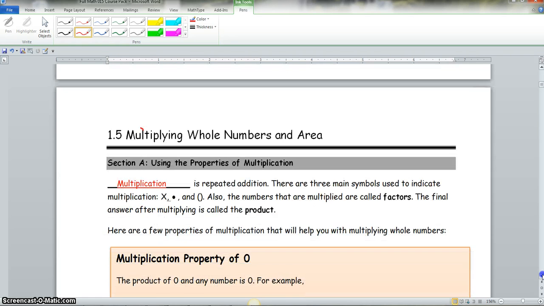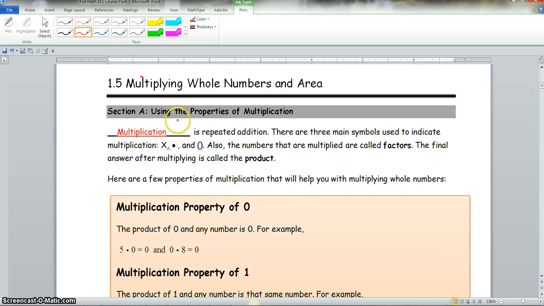Now we scroll down here to section 1.5, multiplying whole numbers in area. Section A, using the properties of multiplication. Multiplication is repeated addition. There are 3 main symbols used to indicate multiplication: the X, the dot, and the parenthesis. Also, the numbers that are multiplied are called factors. The final answer after multiplying is called the product.